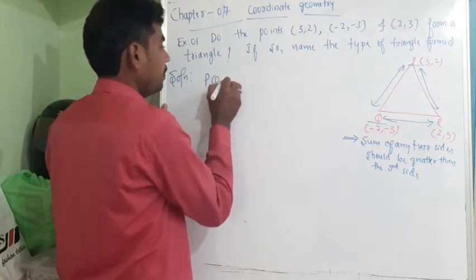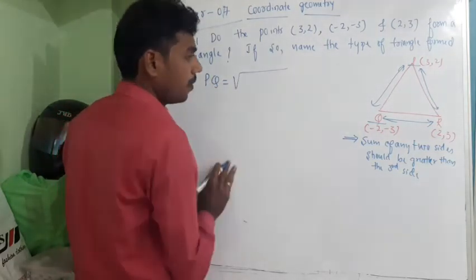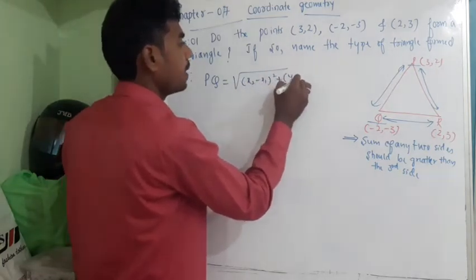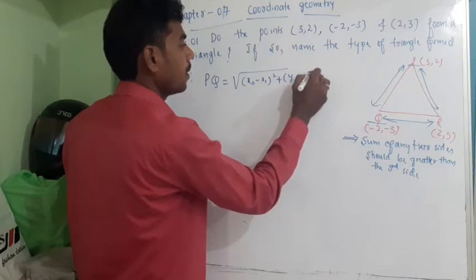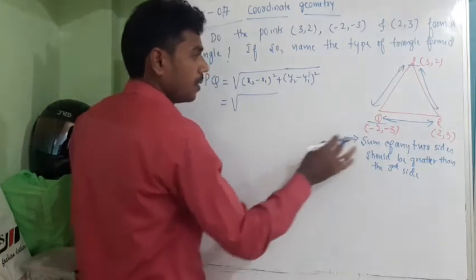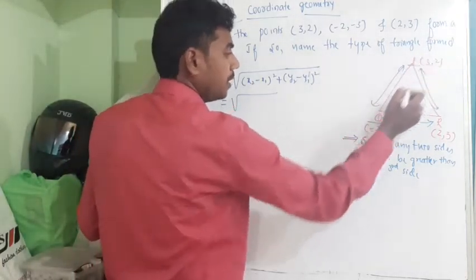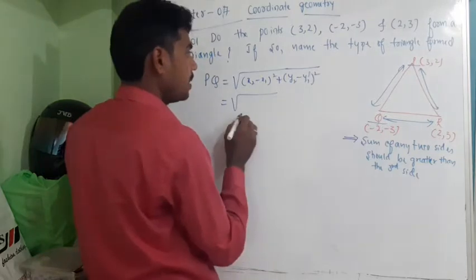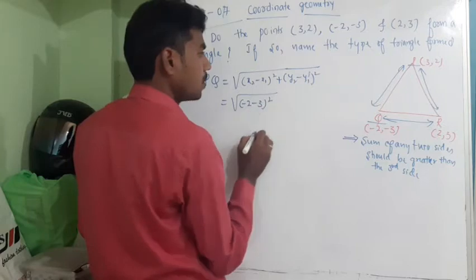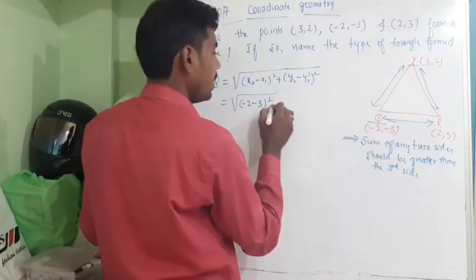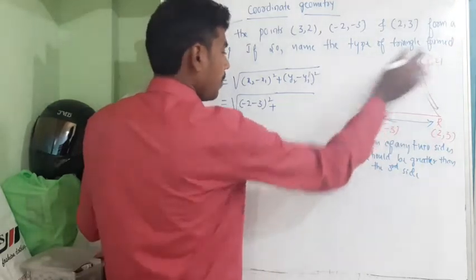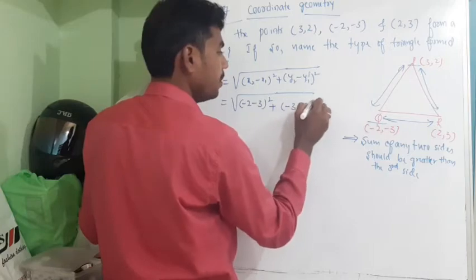PQ is equal to the square root of x2 minus x1 whole square plus y2 minus y1 whole square. Understood? So what is x2 here? Suppose I call this x1, y1 and this x2, y2. So x2 is minus 2, minus 3 whole square, that is minus 2 minus 3 whole square, plus minus 3 minus 2 whole square.